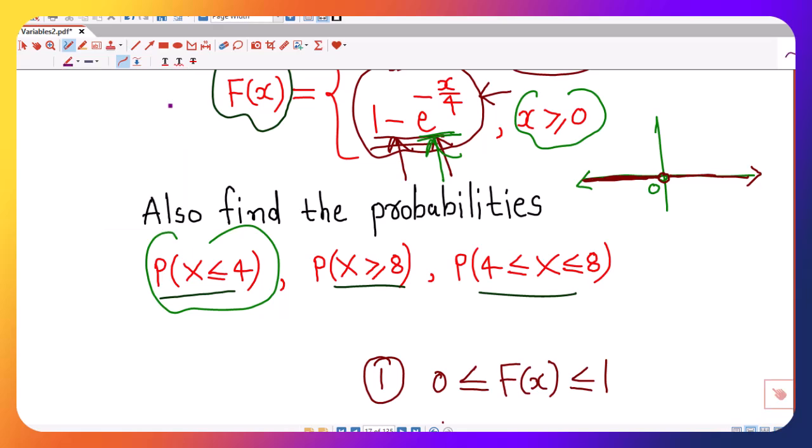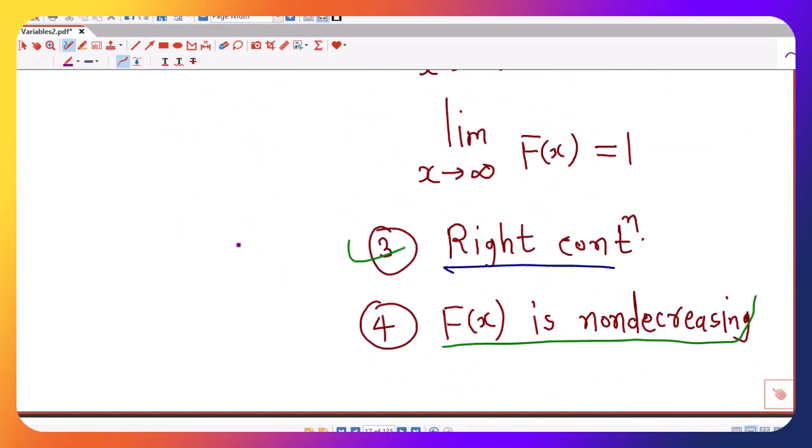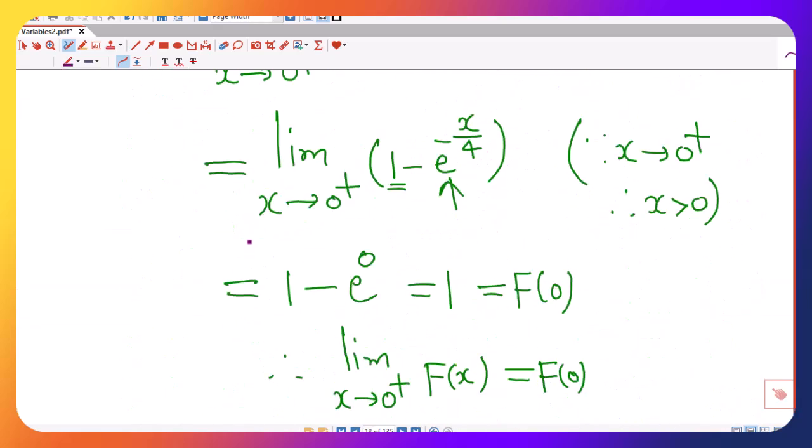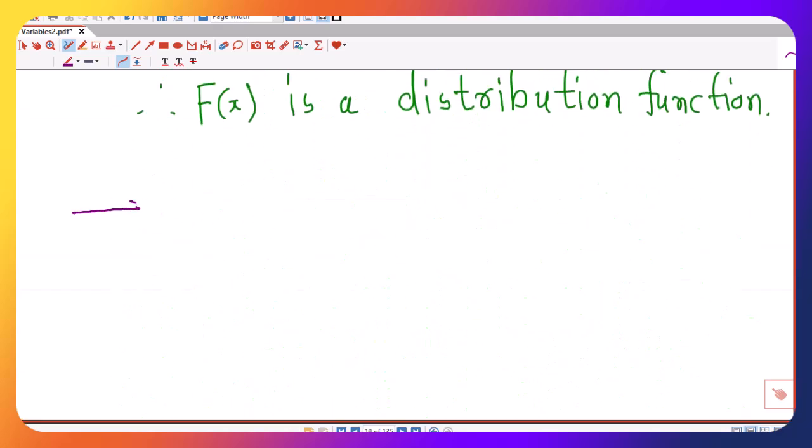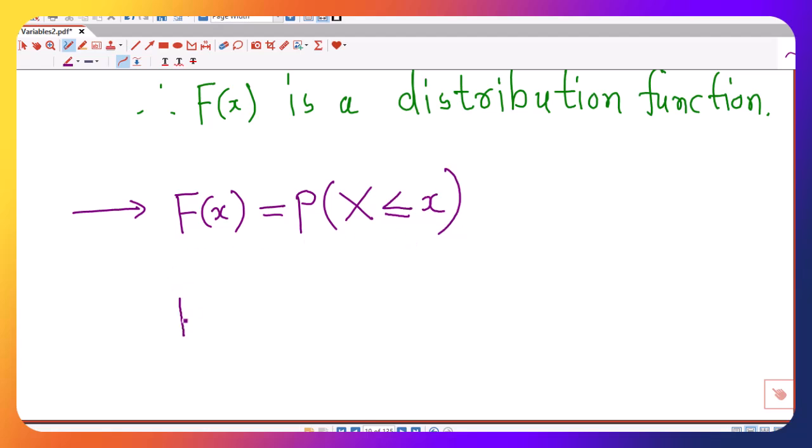The first probability is the probability that capital X is less than or equal to 4. So before calculating that probability, we recall the definition of F(x). F(x) is defined as F at any point x is given by the probability that capital X is less than or equal to x. So using this formula we can find out this probability.